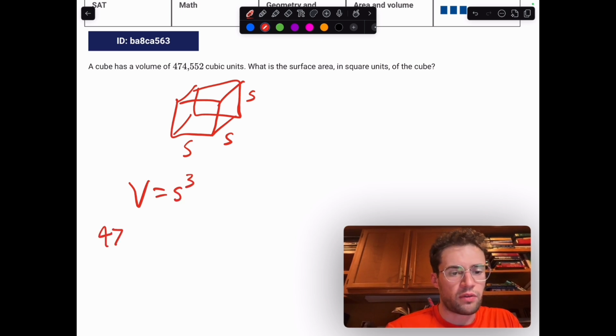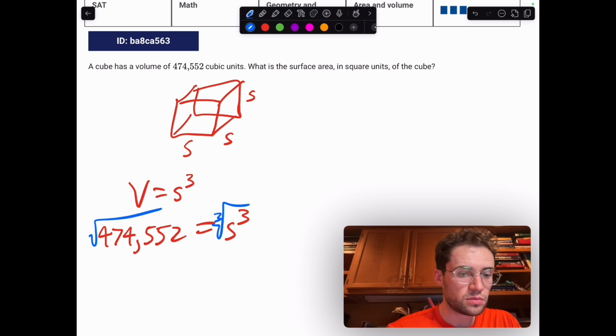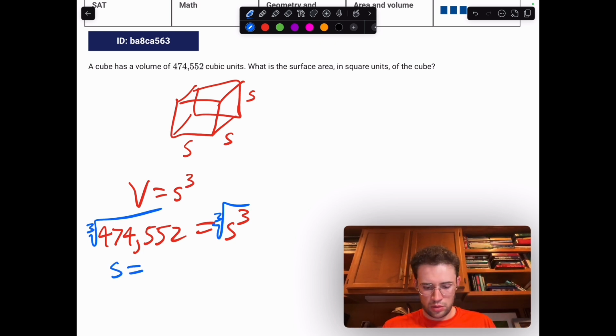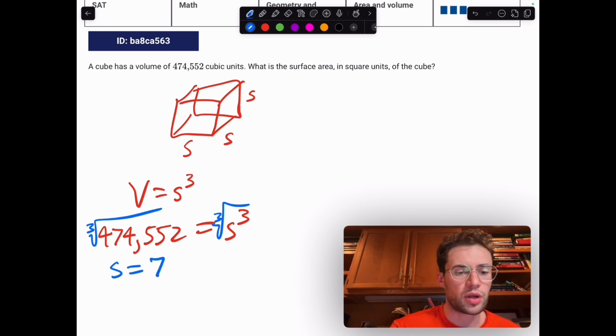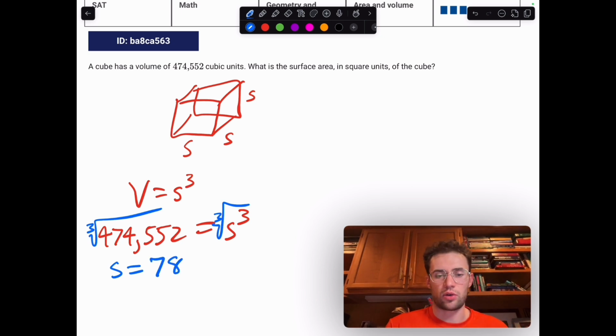So if our volume is 474,552, you can find the side by taking the cube root of that volume they gave you. It gives us that the side is equal to... If you don't know how to do the cube root, you could just raise it to the 1/3 power. That would be the same thing. But the cube root of that number is 78, according to my calculator. So our side is 78. What is the surface area?